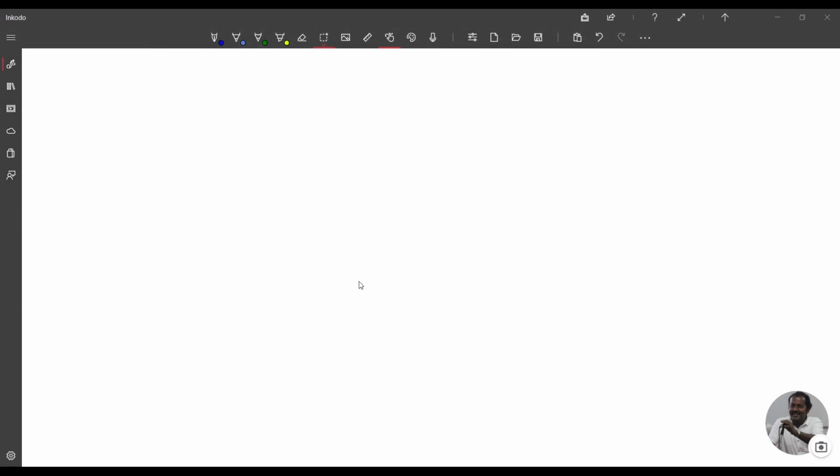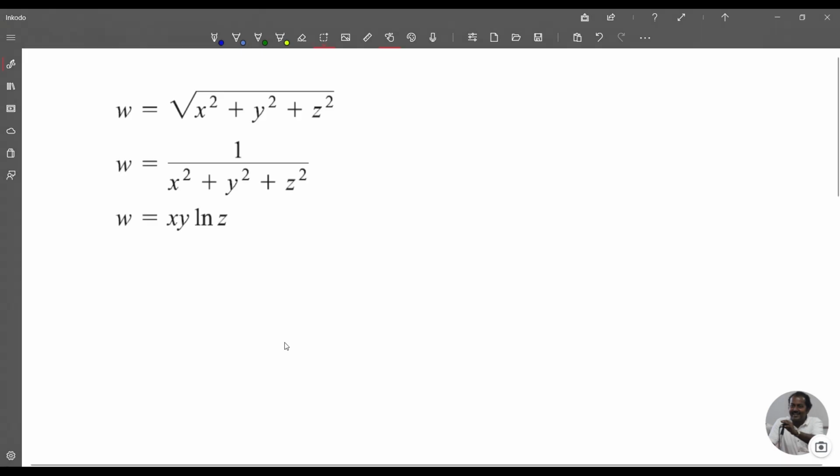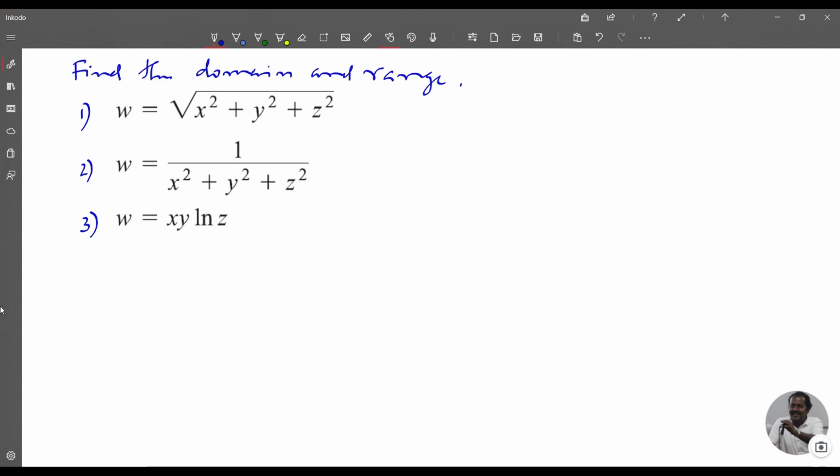We do some problems from functions of 3 variables. Now we do these problems. Problem number 1, problem number 2, problem number 3. So find the domain and range. So we have the first problem is f of x, y, z is square root of x square plus y square plus z square.